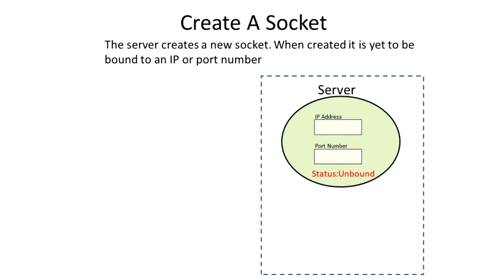Let's take a look at an illustration now, which will hopefully visualize the process of a client attempting to connect to a server. So you'll see here on the right-hand side, the first step, we've got the server depicted as a rectangle. And within the server, we're going to create a socket, which is depicted as an oval here. And you'll notice that this socket doesn't currently have an IP address or a port number attached to it. Hence, the status of this socket is unbound.